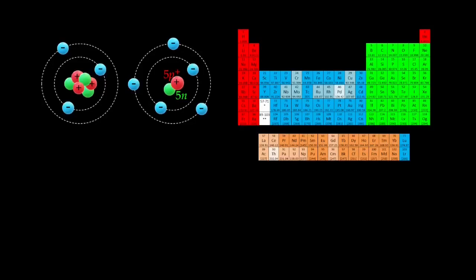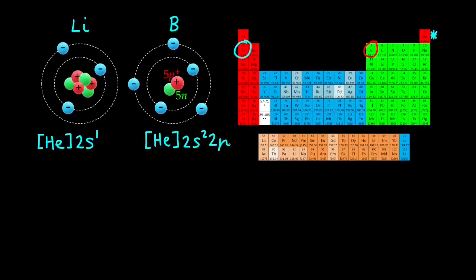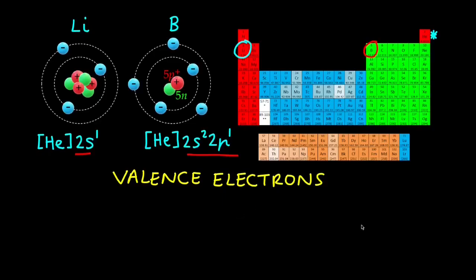We can write the electron configuration of atoms using a shorthand notation or noble gas notation. So for example, for lithium, we have the electron configuration of helium and 1 electron in a 2s subshell. And similarly for boron, we have the following electron configuration. So the electrons in the outer shell of the atom are called the valence electrons, and they're shown here using the Bohr model.